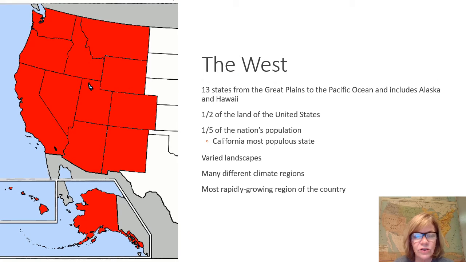Lots of pictures here. So the West, 13 different states, right? It goes from the Great Plains all the way to the Pacific. It also includes Alaska and Hawaii. Half of the land in the United States, but only 1/5 of the population. California is the most populous. Some people are leaving, other people are going there, so I don't know if their population is growing or shrinking. Very varied landscape, right? Lots of different climate regions there. It's the most rapidly growing region of the country.